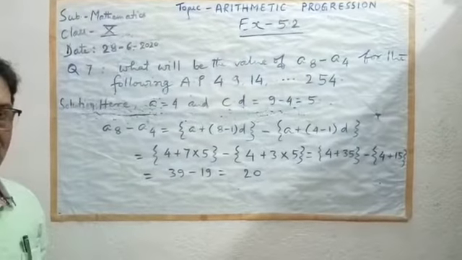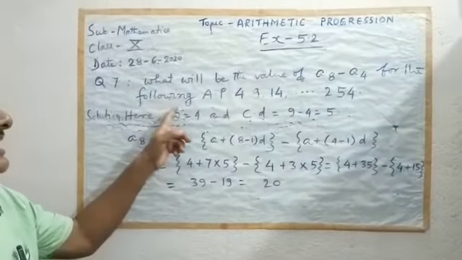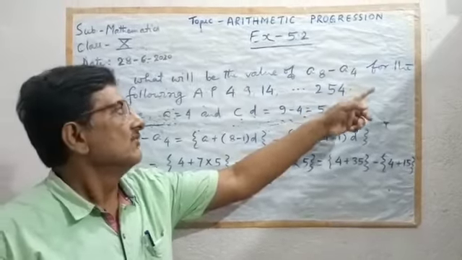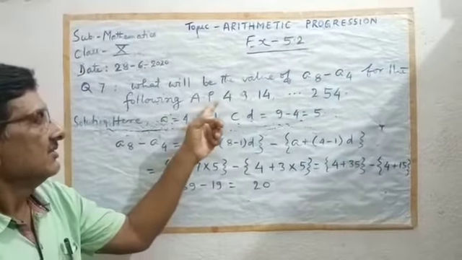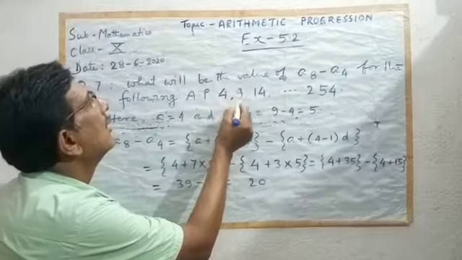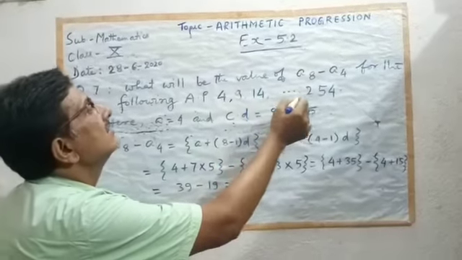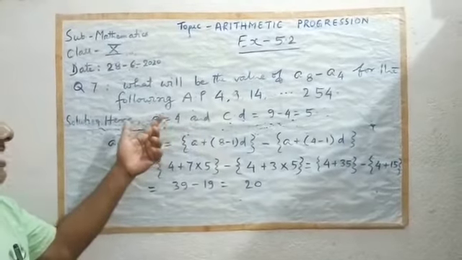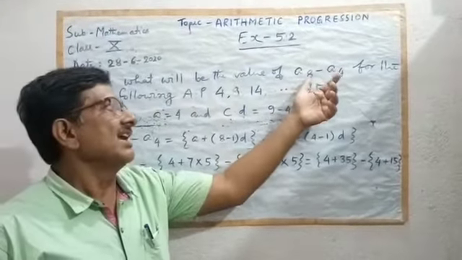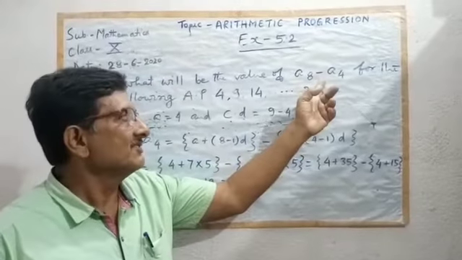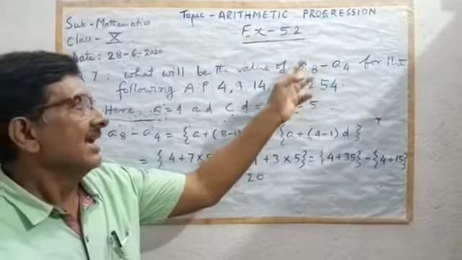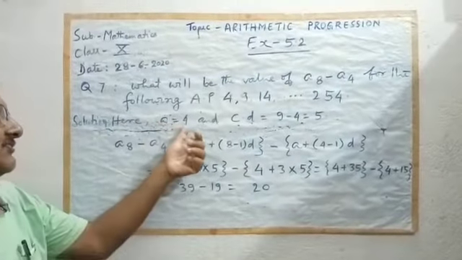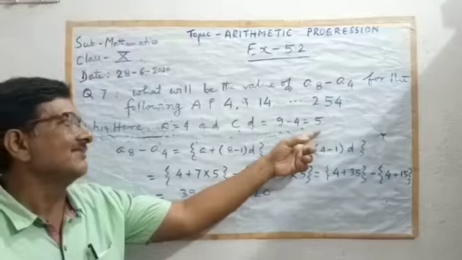Now question number 7 is: what will be the value of A8 minus A4 for the following AP? 4, 9, 14 and so on up to 54. Here we have to find the value of A8 minus A4. It means we have to find the difference between the 8th term and the 4th term. Here the first term A is 4 and the common difference is 5.